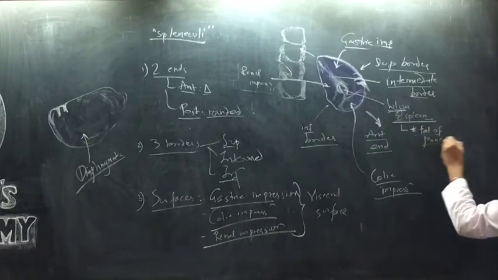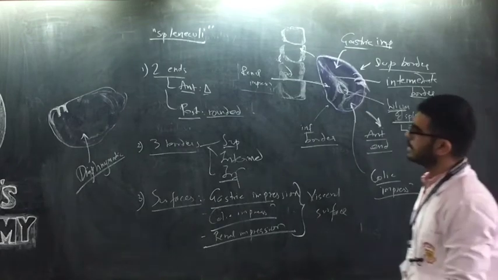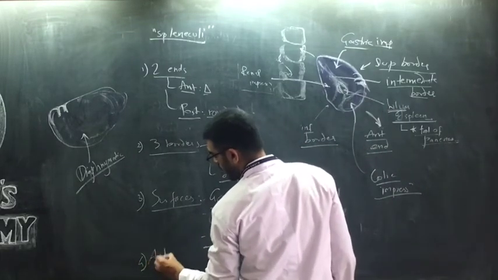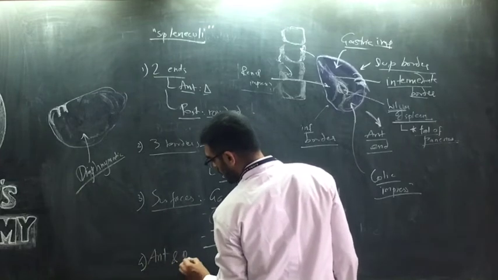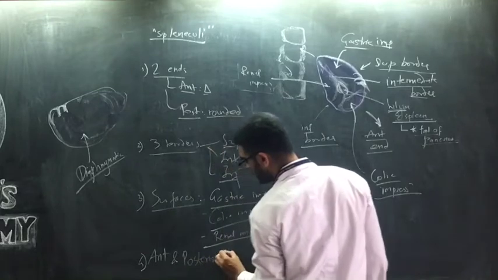The tail of the pancreas. Right? Finally, some authors also say that the spleen has got anterior and posterior basal angles. Okay?